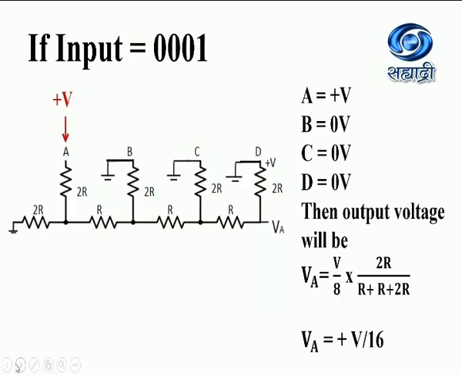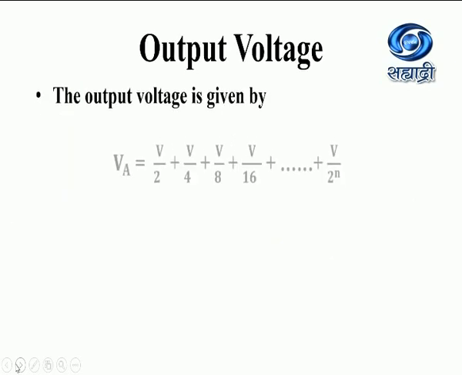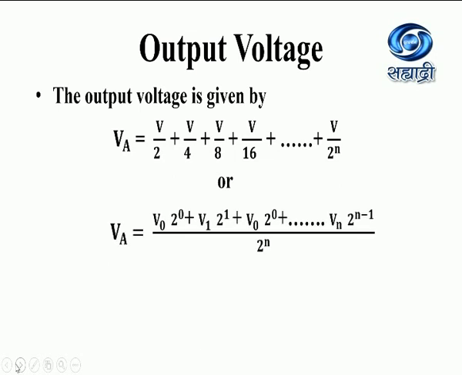So let's see the last condition. If input is 0 0 0 1, here the LSB has logic 1, that's why plus V is applied to the logic A. So here A is plus V, B is 0, C is 0 and D is 0. So the output voltage VA is V by 8 into 2R divided by R plus 2R. So we will get VA as V by 16. So here applied voltage is V by 8 at the position of A, because all the rest inputs are connected to the ground. So the output voltage is given by this formula.